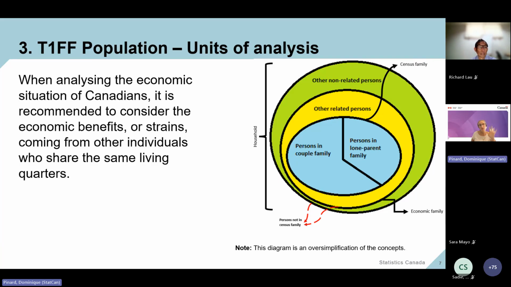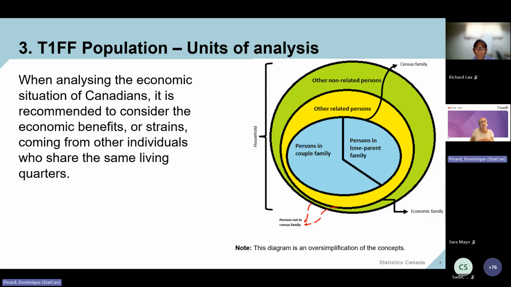Here in that diagram, it shows an oversimplification, but it gives a good idea of the difference between census family, economic family, and households. A census family is the smallest unit in that context. So this is my blue circle. That would correspond to couples, so two spouses living together with or without their child or children, and persons in lone parent families. Now, it would include people who are not in census family. Other people not in census family would be only in the yellow or green portion in the context of census family.